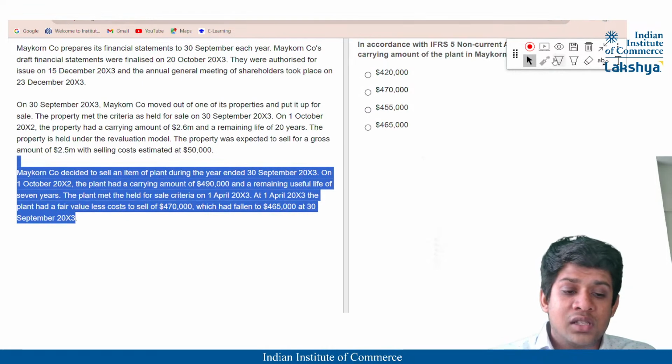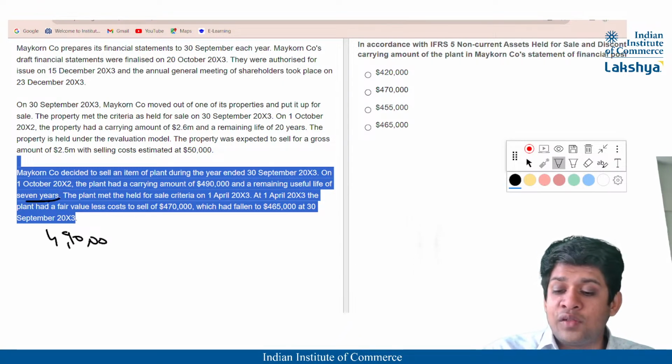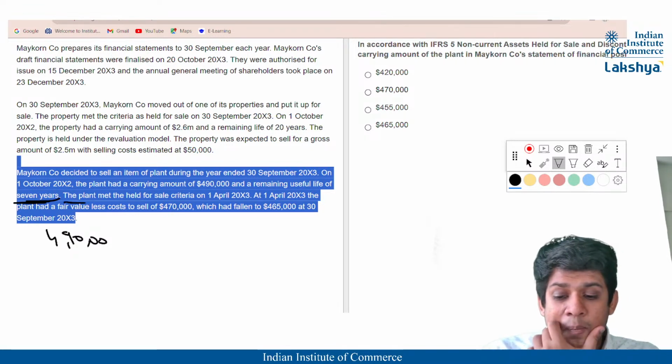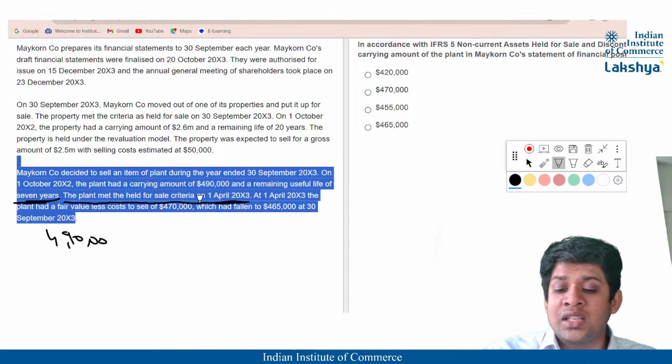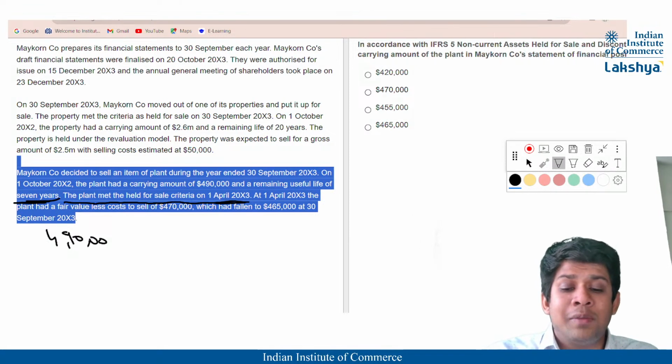Okay. So the plant firstly had a carrying amount of 4,90,000 at the start of the year. Okay. And a remaining useful life of 7 years. Okay. The plant met held for sale criteria on 1st April. That means you will charge depreciation only till 1st April, because once the plant is held for sale, then no depreciation is going to be charged, because since it is held for sale, the company is not going to be able to make use of it, right? The company should not be making use of it. So there is no wear and tear of the asset.